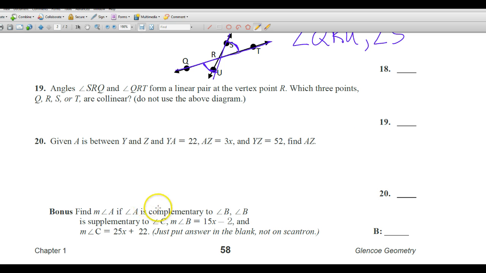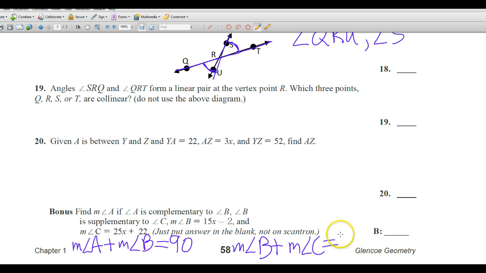For the bonus, find the measure of A if A is complementary to B. So we can write that down, the measure of angle A plus the measure of angle B is 90. They add up to 90. They're complementary. And B is supplementary to C. So the measure of angle B plus the measure of angle C equals 180. They're supplementary. They add up to 180 degrees. And we have what we can substitute in. So B is 15x minus 2, and C is 25x plus 22. So we have to substitute into the second equation because we don't have an expression for A just yet.